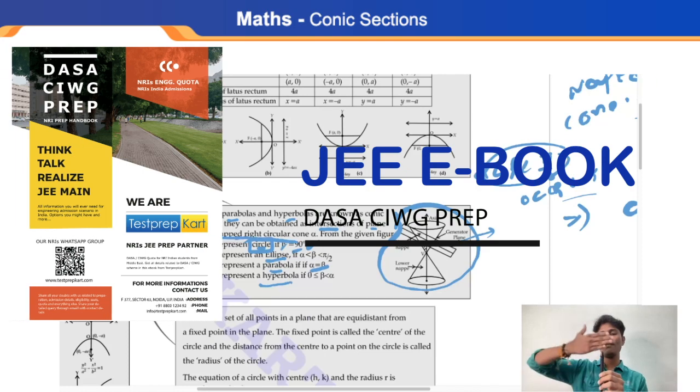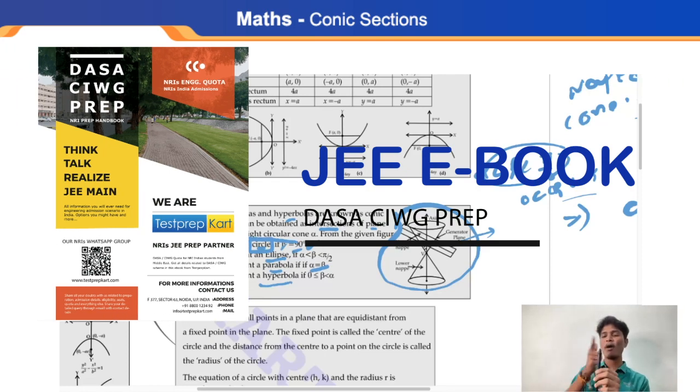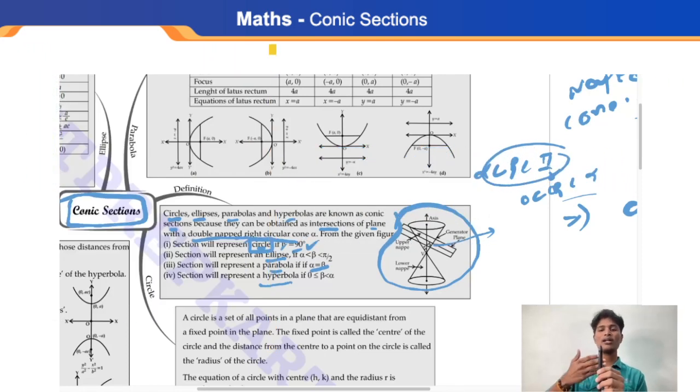If I cut like this, the shape obtained here is a parabola. If I cut at an angle, say less than pi by 2 and greater than alpha, I will get an ellipse here. But this is the shape of a pen. You will get different shapes at different angles.